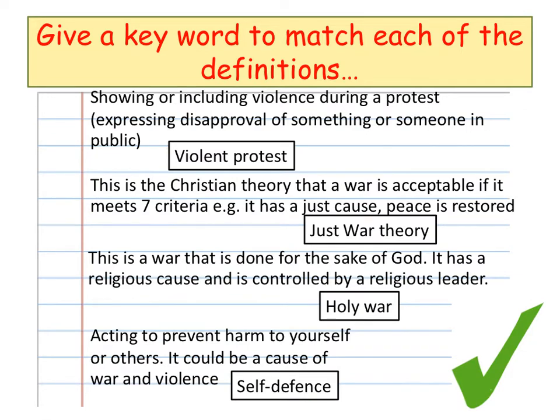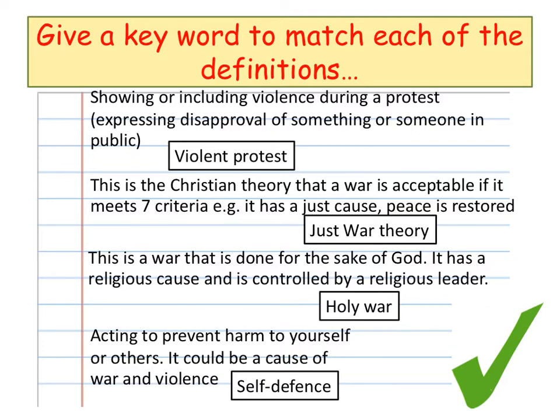Showing or including violence during a protest, expressing disapproval of something or someone in public, is violent protest. This is a Christian theory that says that war is acceptable if it meets 7 criteria, for example, has a just cause or peace is restored. That's the just war theory.